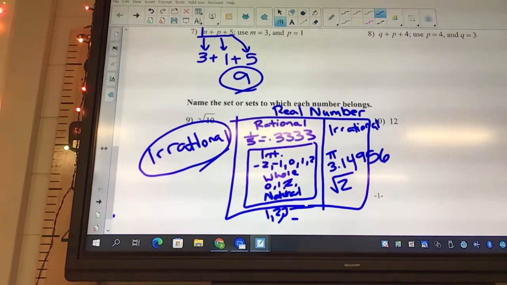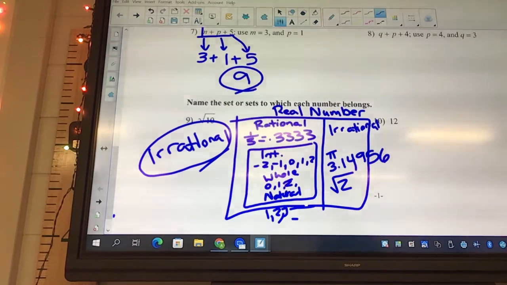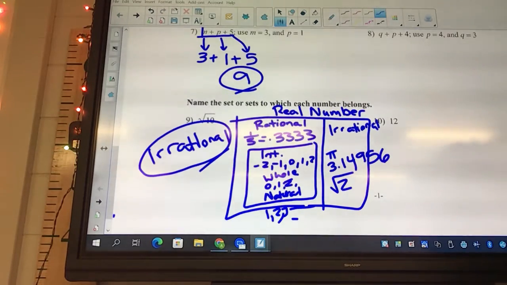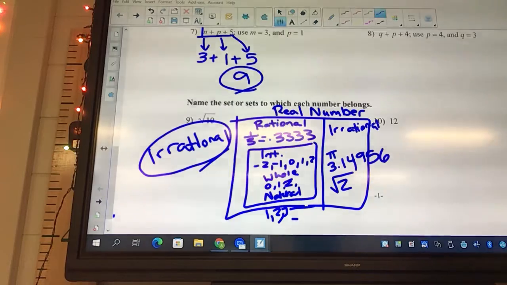$1.99, what kind of number is that? Is it a natural? No. Is it a whole? No. Integer? No. Rational? Yes. Okay, so anytime you're talking about money, prices, that's going to be rational.